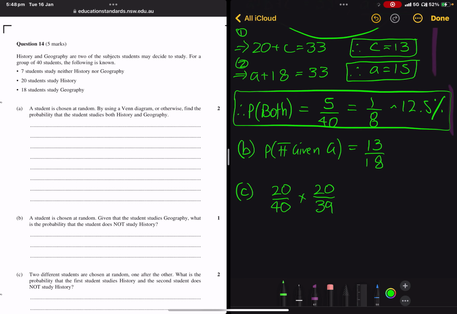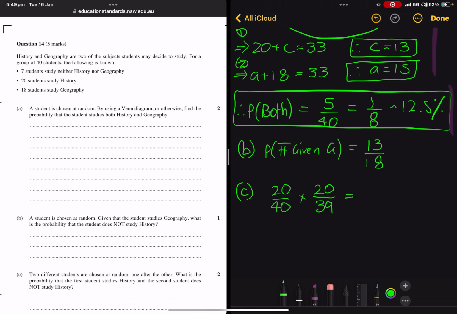You're saying, what is the probability that the first student studies history? Well, 20 people study history out of 40, so it's 20 on 40. The second student does not study history. You've removed a history student. There are still 20 students who do not study history, but now only 39 students in the population. So 20 on 40 times 20 on 39.